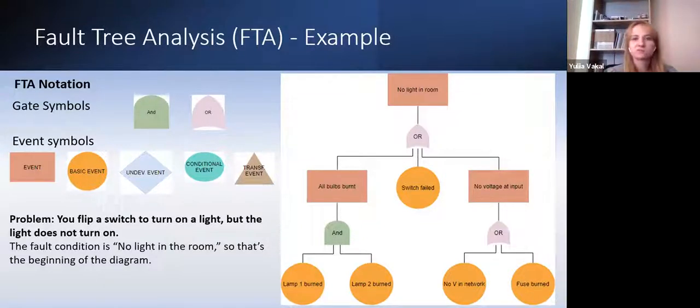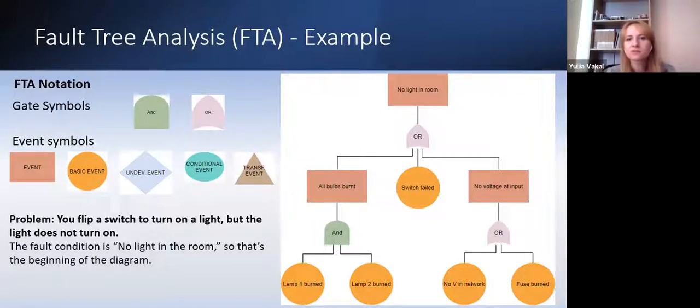They could lead to OR or to AND. So these schemas could be more complicated, way more complicated. That's just a simple example. So what we see: all bulbs burned, switch failed, no voltage. Maybe one of these.